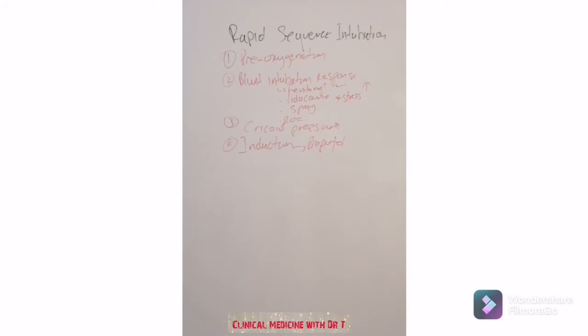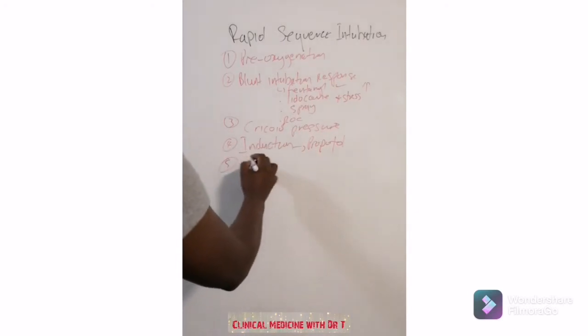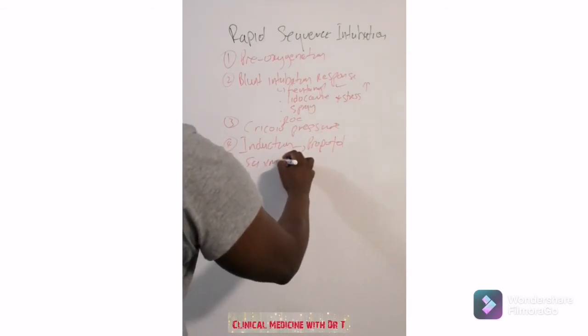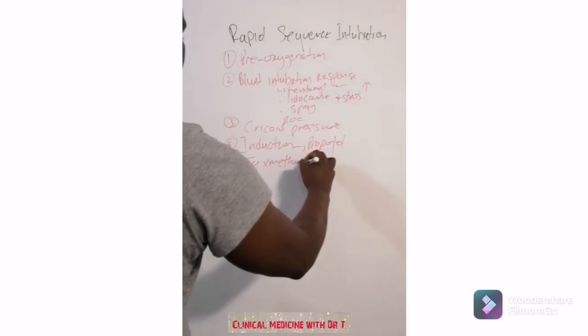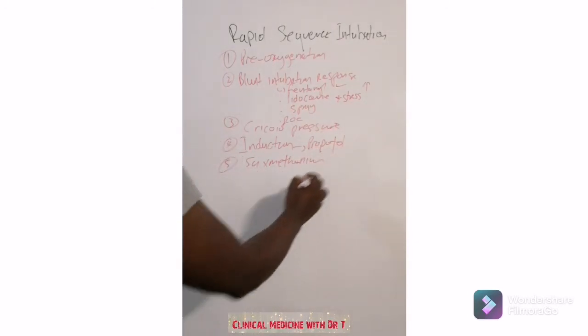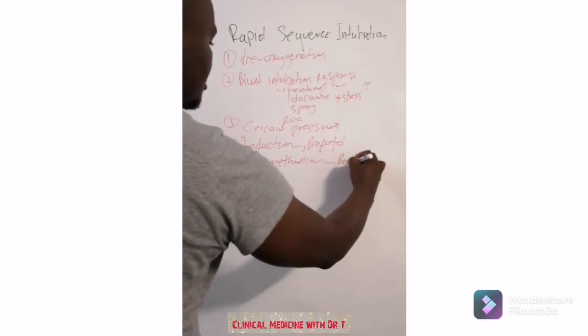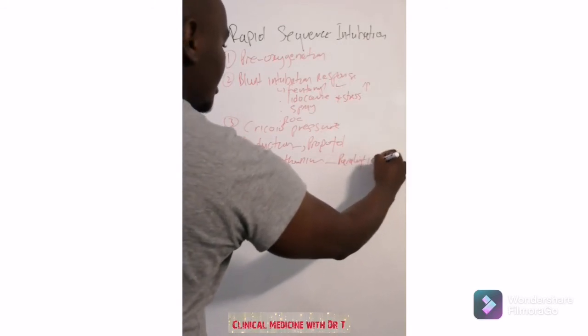That's number one. Number two, the suxamethonium that you give after the propofol, which is step number 5, suxamethonium or scoline. It's a paralytic agent.